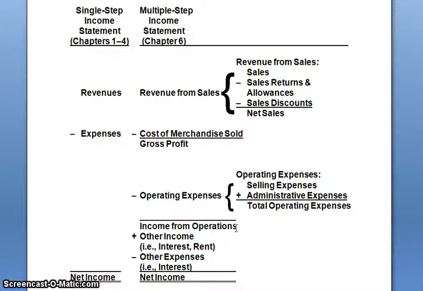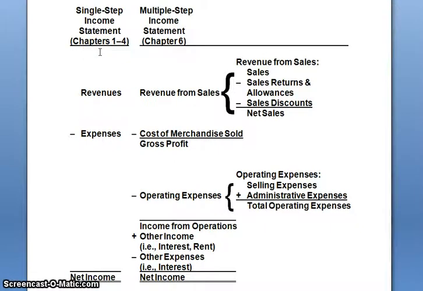If this number is positive, great. If this number is negative, well, your main business is not making money. So that's also why this line is important and why it's separated from these other categories. Now, this is the multi-step income statement, and this is the one you see more often than not. There is also the option of doing a single-step income statement, which you've seen through the previous chapters.